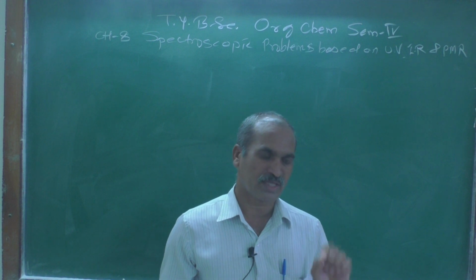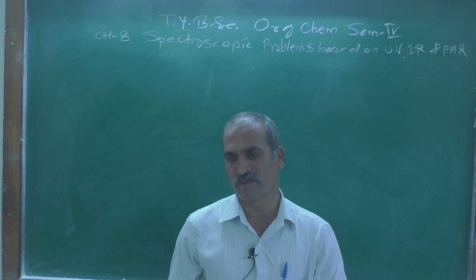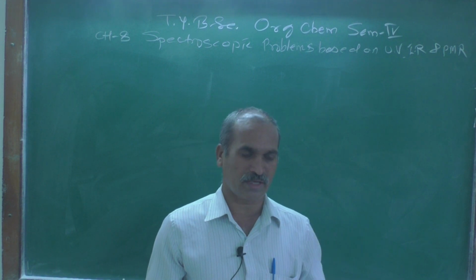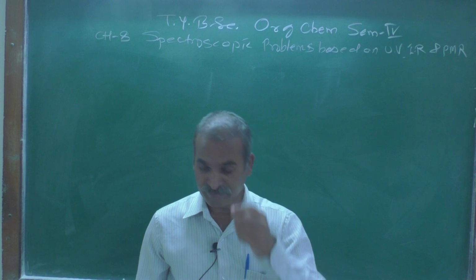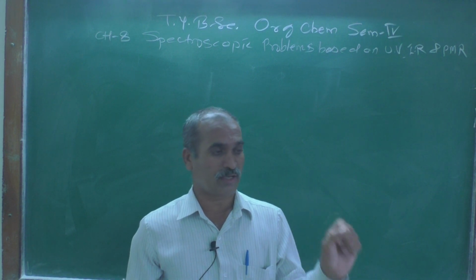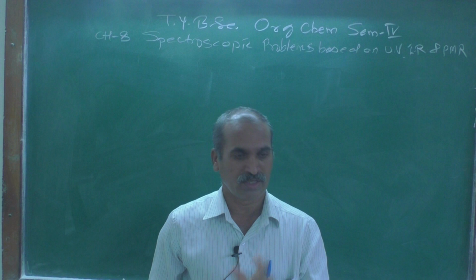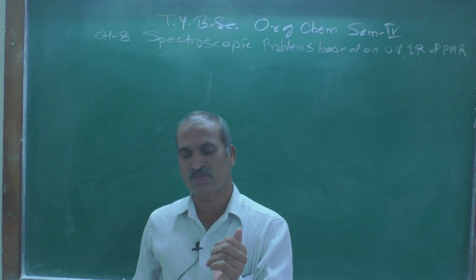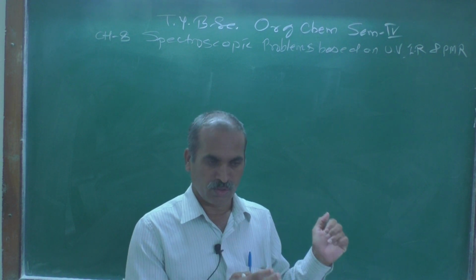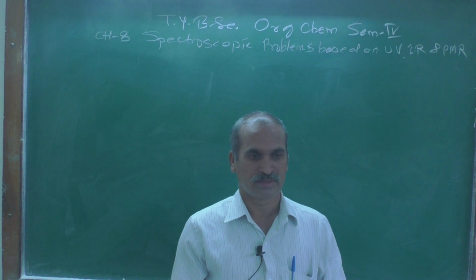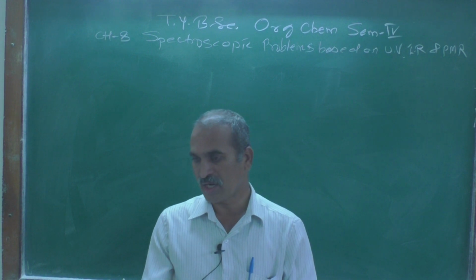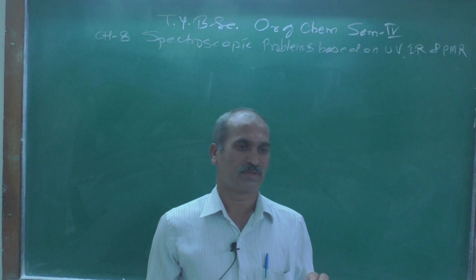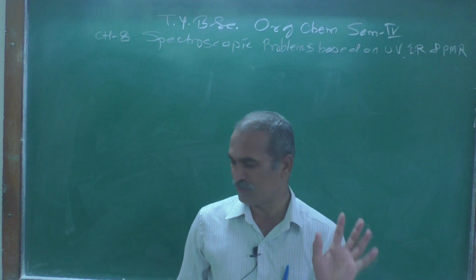Point number 1, each oxygen and sulfur atom is neglected. Point number 2, each nitrogen atom is replaced by CH, and point number 3, each chlorine, bromine, iodine is replaced by a hydrogen atom. Those are the changes made in the first method.